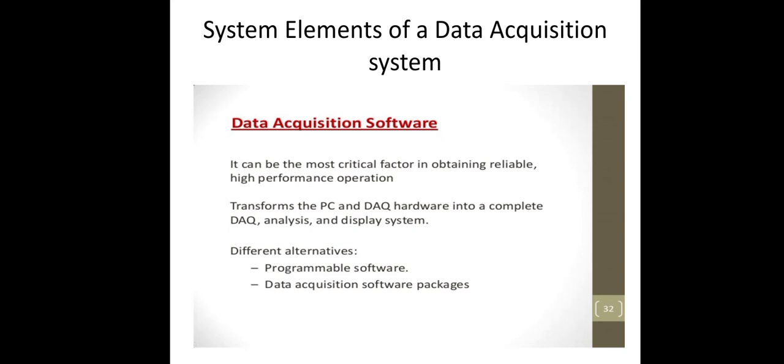Now next are the system elements of the data acquisition systems. The system elements can be most critical in obtaining reliable, high performance operations. The PC transforms digital to analog hardware into the computer, completing digital to analog analysis and the display systems. Then we use different alternatives, programmable software and data acquisition software packets.